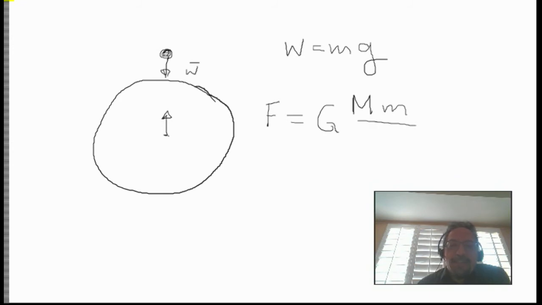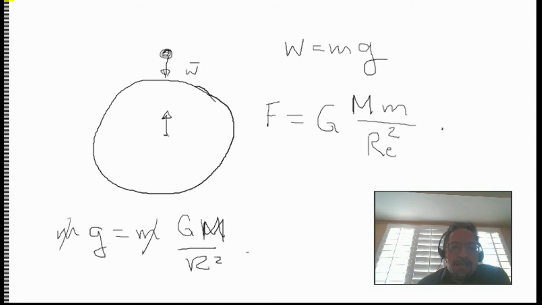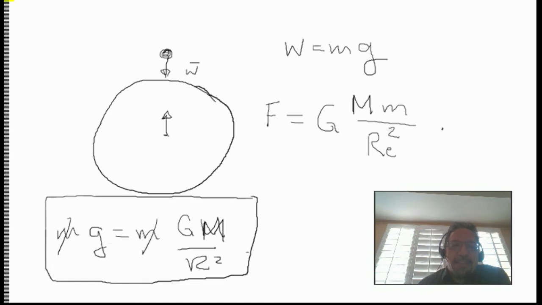Even if this object is a little bit elevated with respect to the surface of the Earth, really the distance is just approximately the radius of the Earth, squared. So we compare these two magnitudes, and we obtain that mg is equal to G M m over r squared, and we obtain the relation between our usual free fall acceleration g and the properties of the Earth.